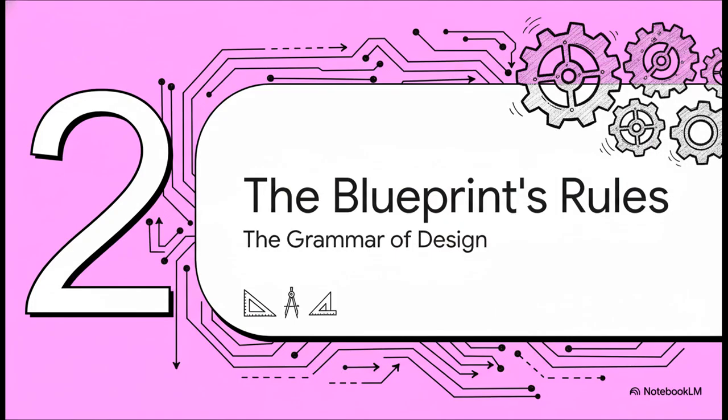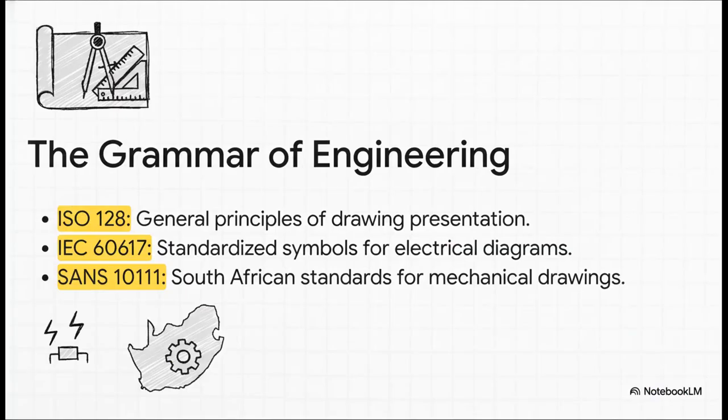Okay, so you have a language, but what good is a language if nobody agrees on the grammar, right? It would just be chaos. Well, in engineering, that grammar is a super strict set of standardized rules that govern every single line, symbol, and dimension you see on a blueprint. And these are the rule books that literally prevent that chaos. You see something like ISO 128, that just tells everyone exactly how the drawing should look, so there's zero confusion.